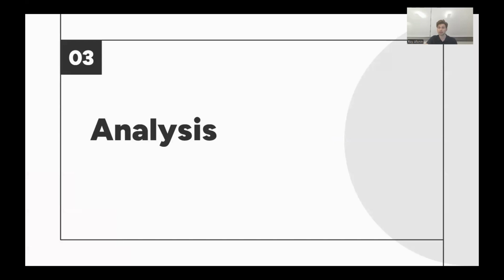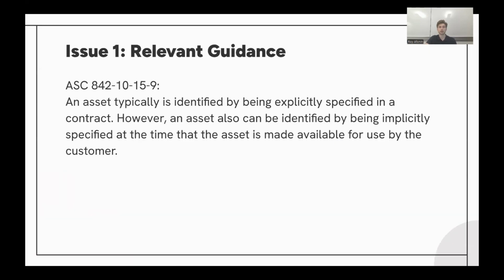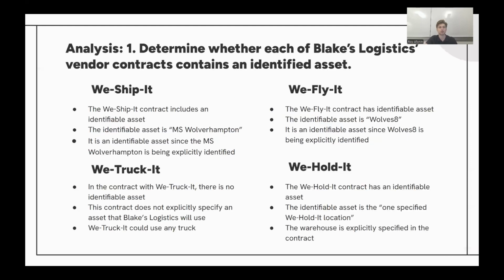And now for our analysis. And so for our first issue, the relevant guidance is ASC 842.10.15.9, which talks about an asset has to be identified by being explicitly specified in the contract. It also can be implicitly specified as well. This is for identified asset. So for analysis one, we need to determine which ones are identified assets.